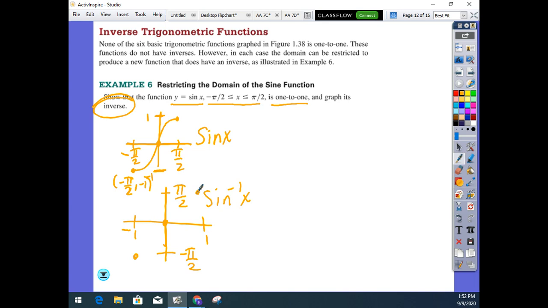Now, it's kind of important here. It looks like the 3 points are in the same spot, which is true. But remember, sine is going along the x-axis. The inverse is actually going along the y-axis. So I always say the original sine curve hugs the x, and the inverse hugs the y, kind of curves around it.